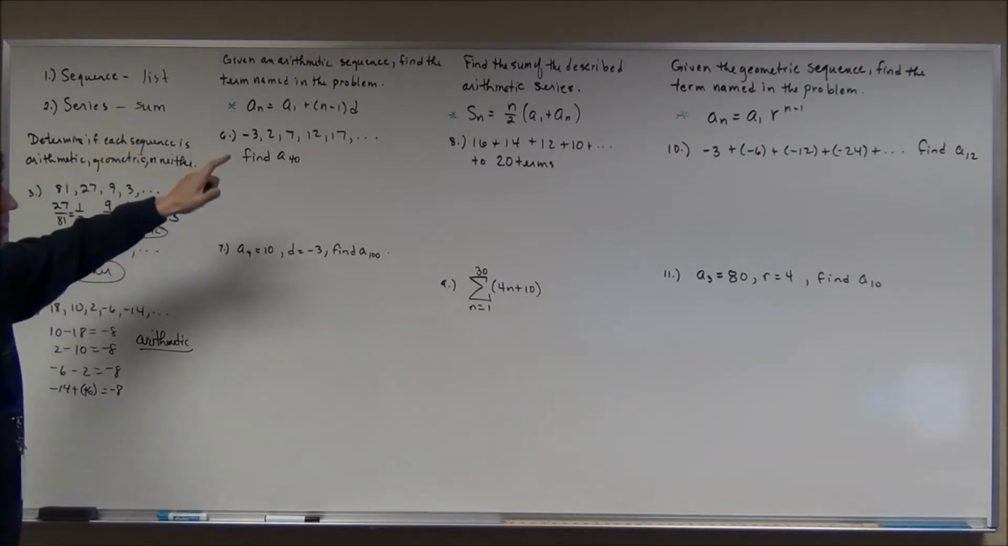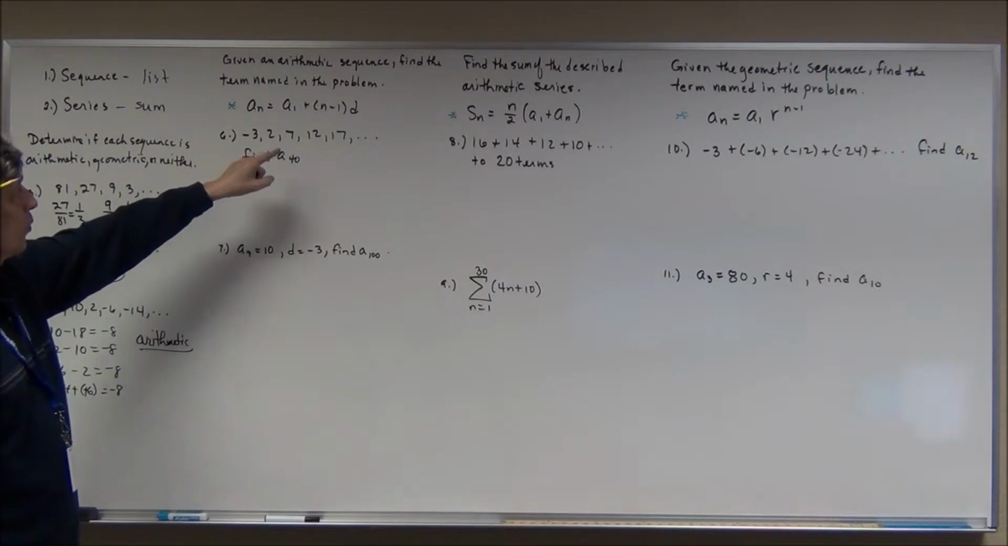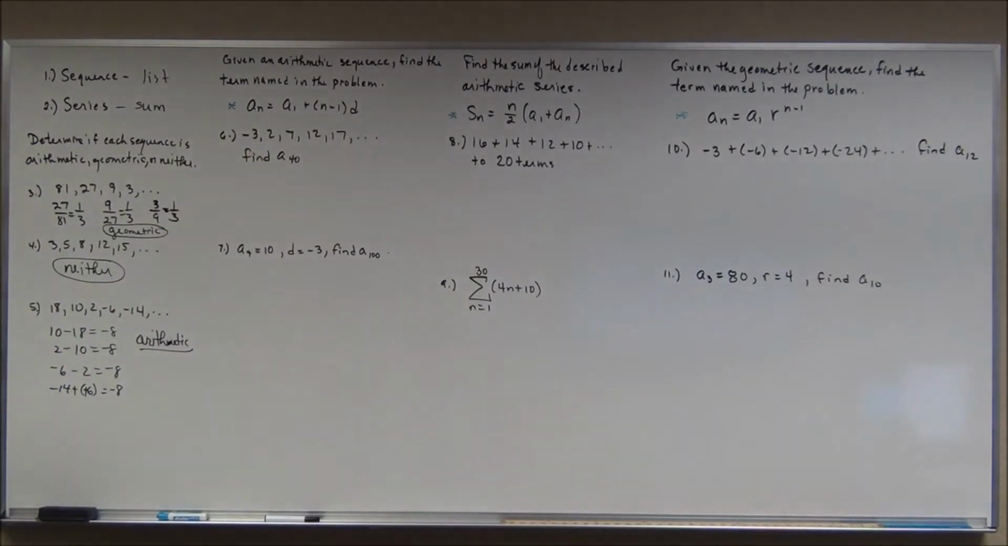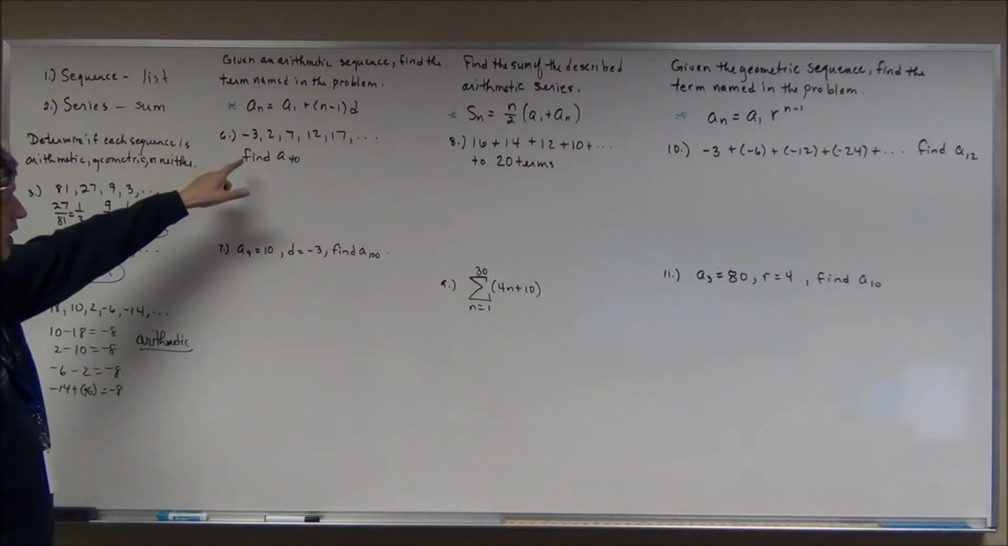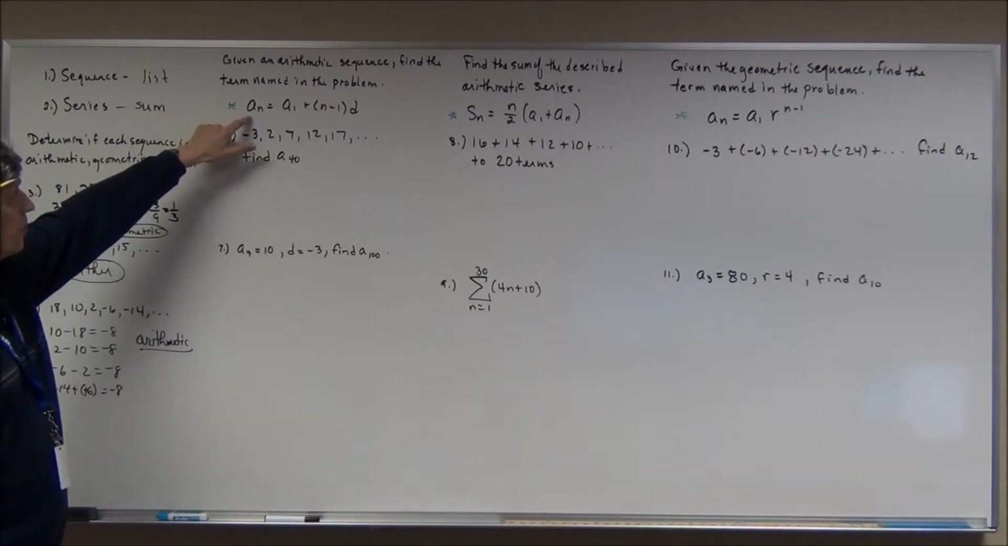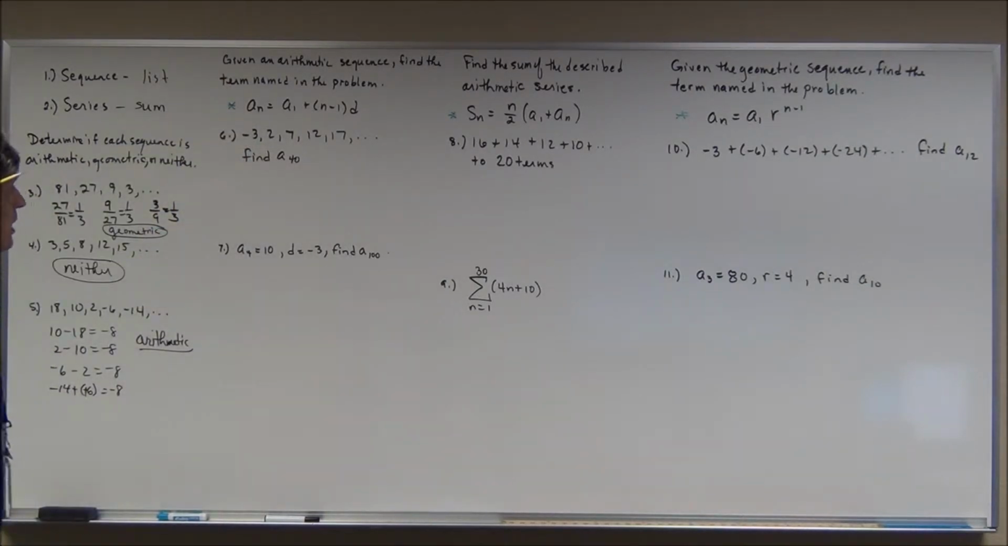Okay. Now, again, before I work this problem out and you watch me work it out, try this problem on paper first. Think about it. Look back in notes. See if you can figure it out on your own, because if you can figure it out on your own, it's going to be a lot easier to keep track of. But I will tell you, you're going to need this formula, because it says, given an arithmetic sequence, find the term named in the problem.